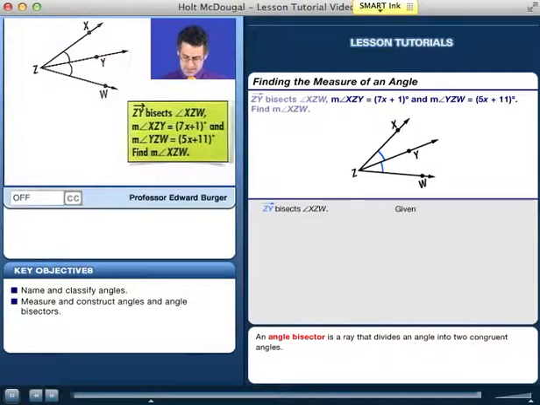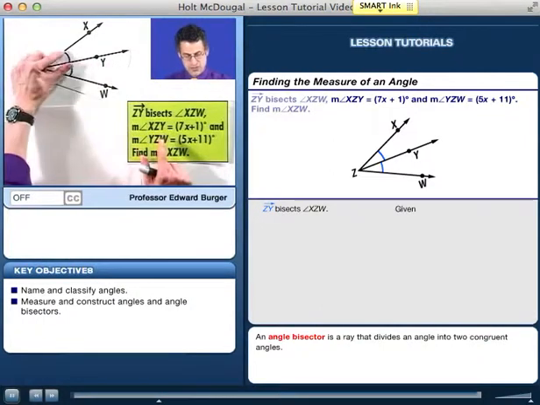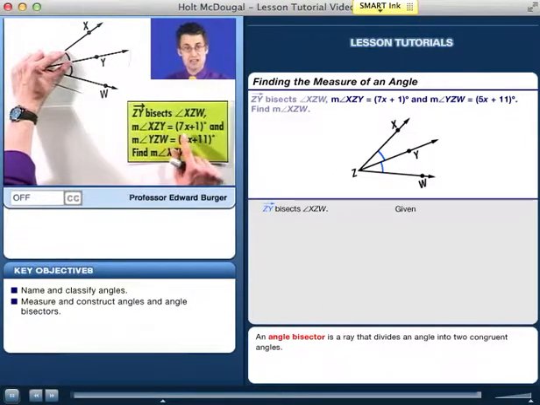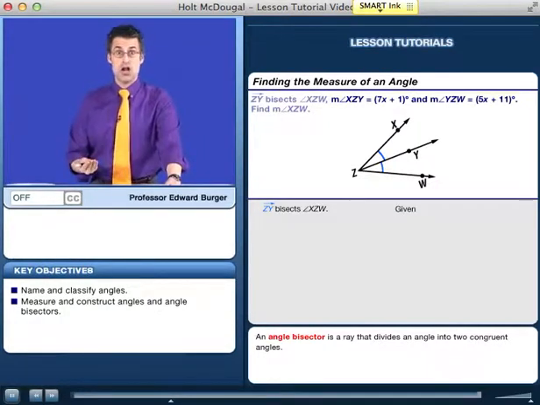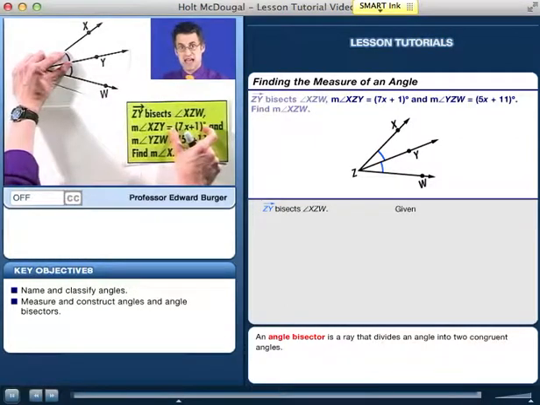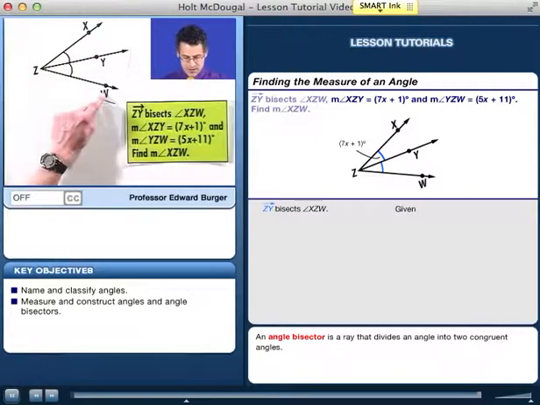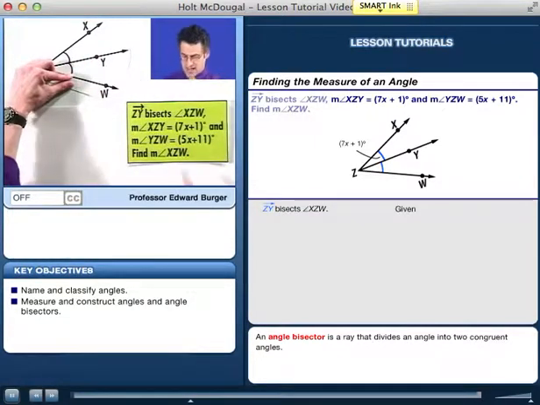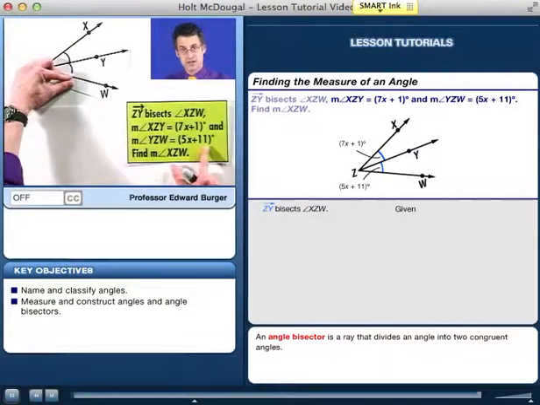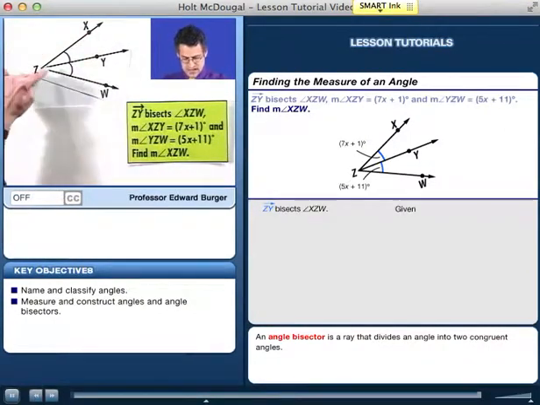The first is that the measure of angle XZY, so that measure of that angle turns out to be 7x plus 1 degrees. Now notice we don't know what x is. That's an unknown right now, but let's not get scared by it. We just understand that that represents that angle. We're also told that the measure of angle YZW, so that angle right there, has measure 5x plus 11 degrees. Again, there's that same x, but let's not worry. The question is, what is the measure of angle XZW?